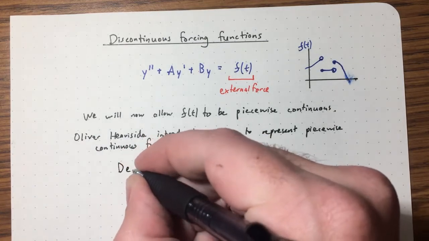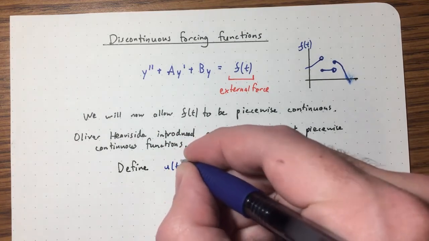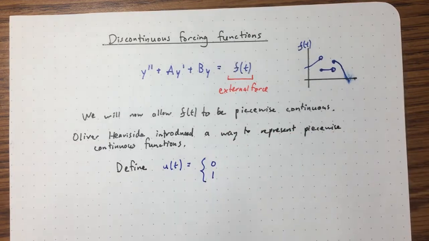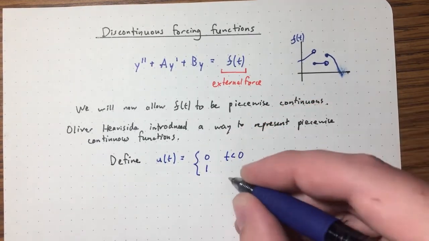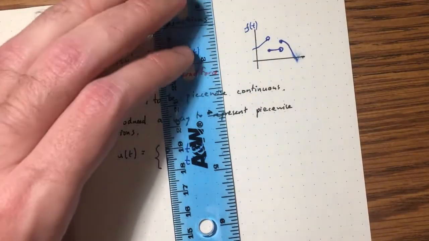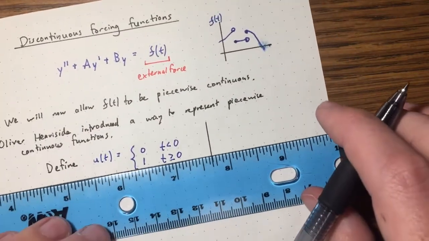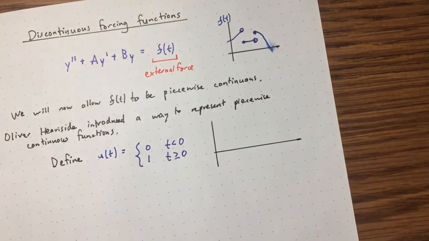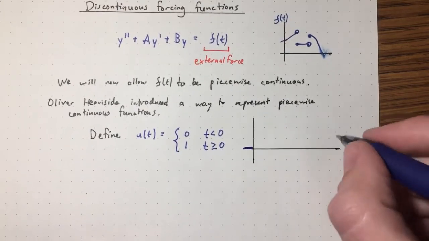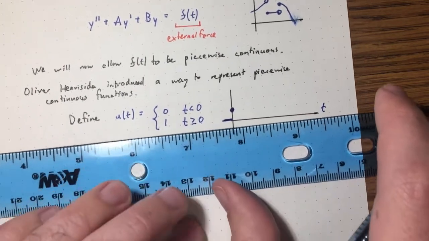But here was his idea. He defined a single function u of t to be 0 or 1. And it's 0 for t less than 0, and it's 1 for t greater than 0. Let's draw a picture of that function. Okay, what does that look like? So it's 0 up until t equals 0. Here's t. And then it becomes 1. And then it's just 1 for the rest of the time.